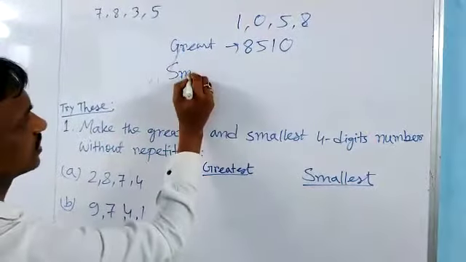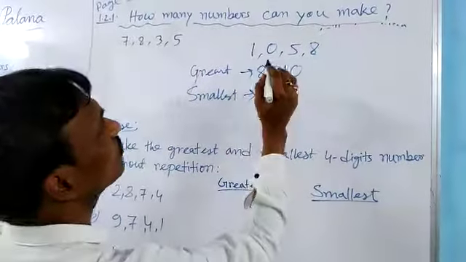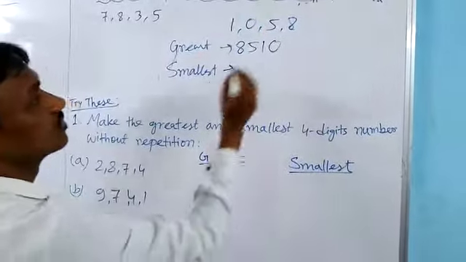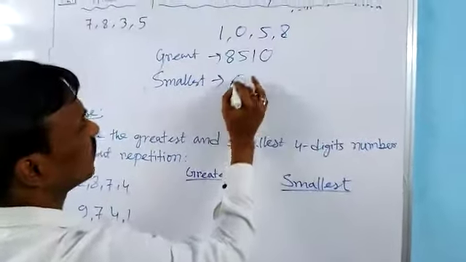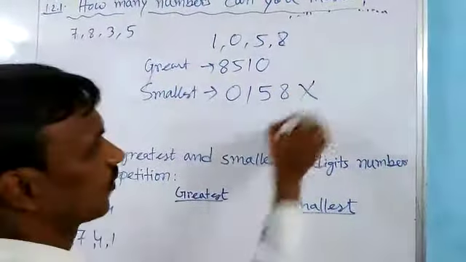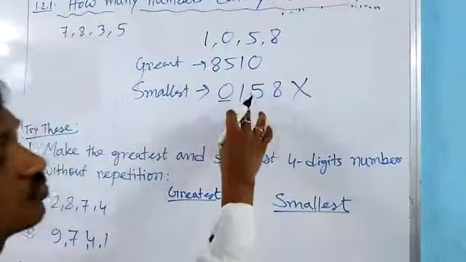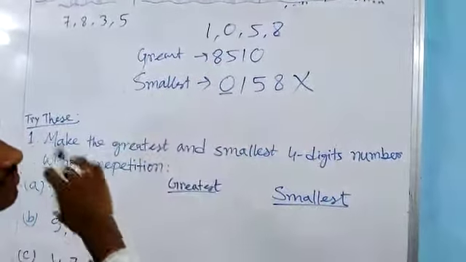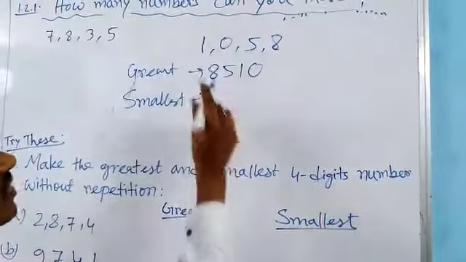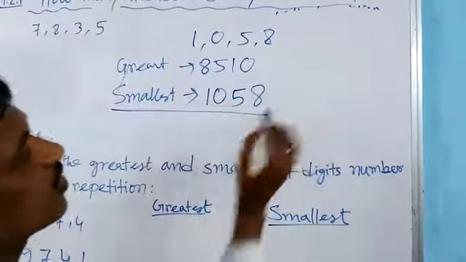And the smallest number, how can you form it? If you think ascending order, you arrange the digits in ascending order: 0 at first, then 1, then 5, and then 8. But it is wrong. Why is it wrong? Because 0 has no value before the digit. So how can you form it? At first 1, which is the smallest, then 0, then 5, and then 8. It is the form of the smallest number.